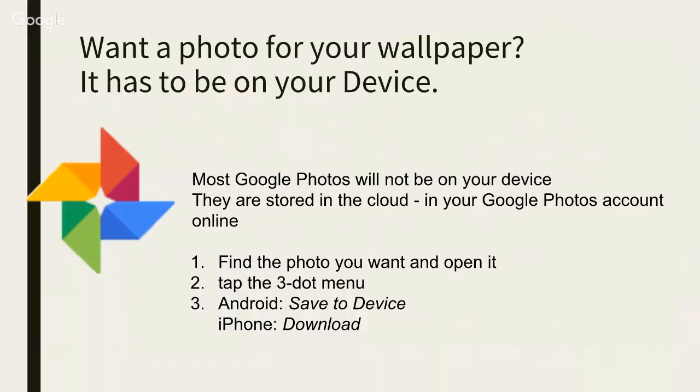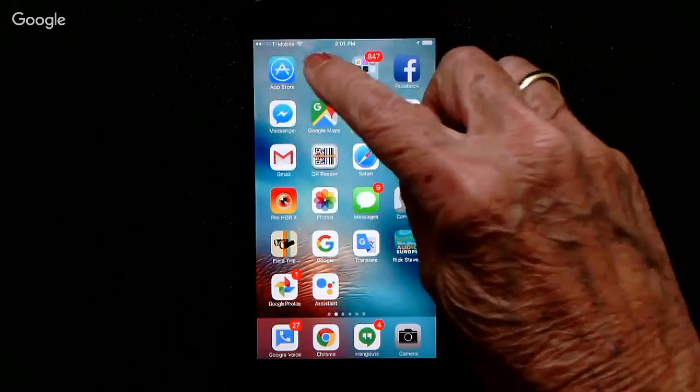So most Google Photos will not be on your device, but for the most part, if you want to use a photo for wallpaper, it needs to be on your device. Step 1 is to find the photo. Step 2 is to tap the 3-dot menu and then save it to the device. And the only difference between the Android and the iPhone on this is the words in the menu. So first, let me show you what I'm talking about.